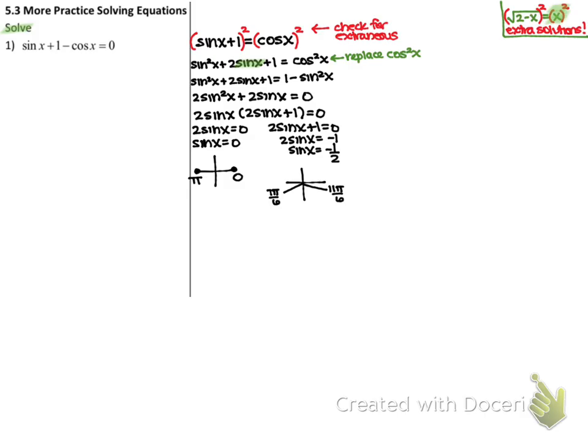Oh, I forgot. I left my 2 in. My apologies. Let's go back and fix this before we continue, because this thing is going to be completely wrong.